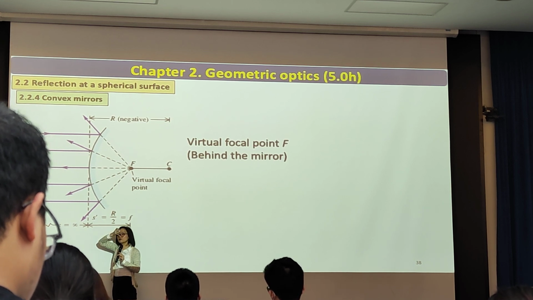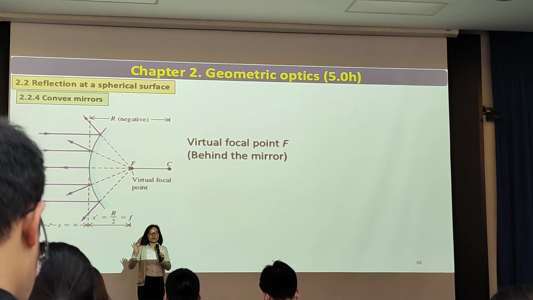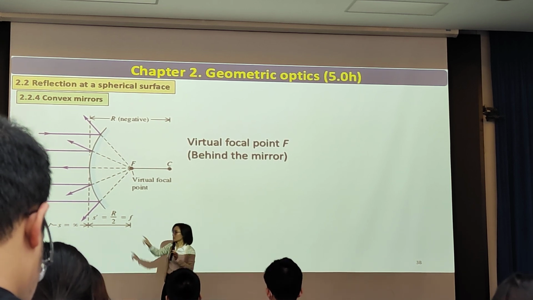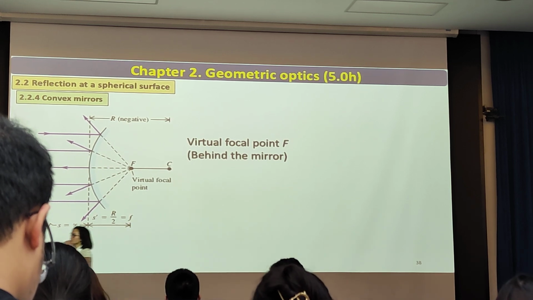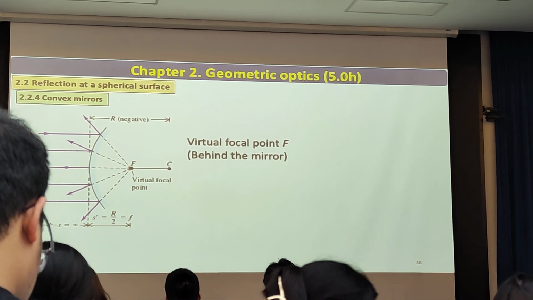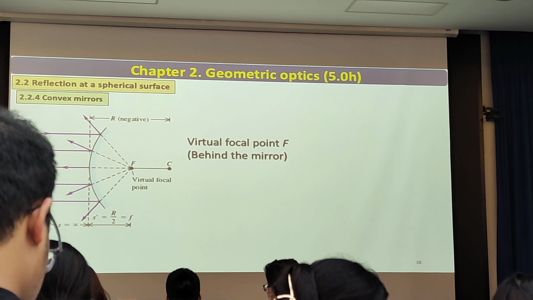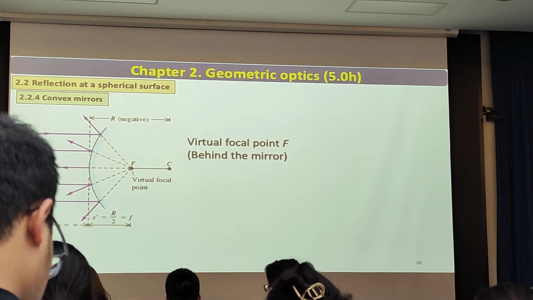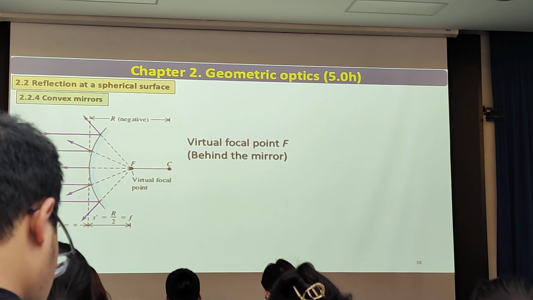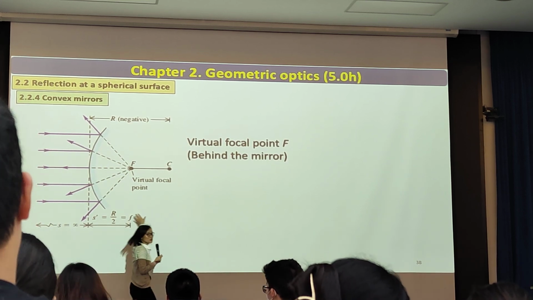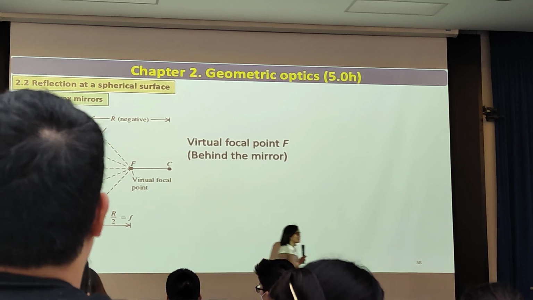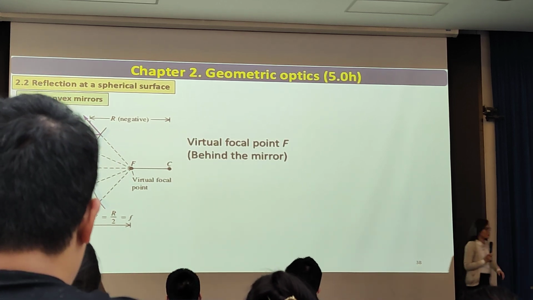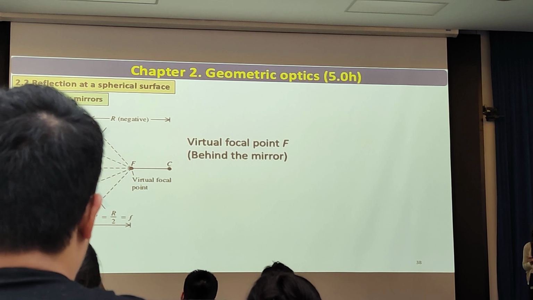I always ask you, if it is not real, please use the dash. Here, dash. If it's real, you use a solid curve. So solid and dash. Okay? So pay attention as well. So that's why you have the virtual focal point. We don't say fake focal point, you use virtual focal point behind the mirror.